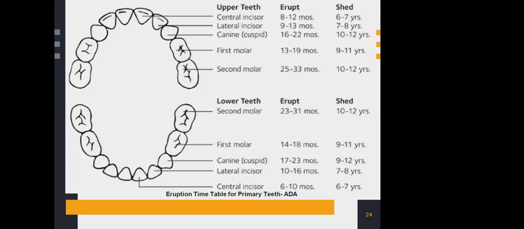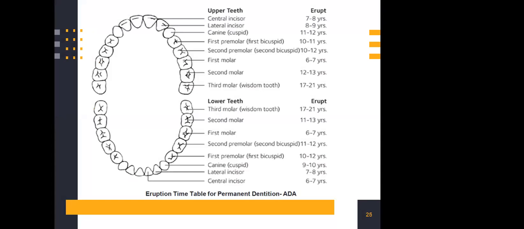This is the eruption timetable for primary teeth, where we can see the status of eruption in a patient and then compare with this table. Likewise, we also have an eruption timetable for the permanent dentition.